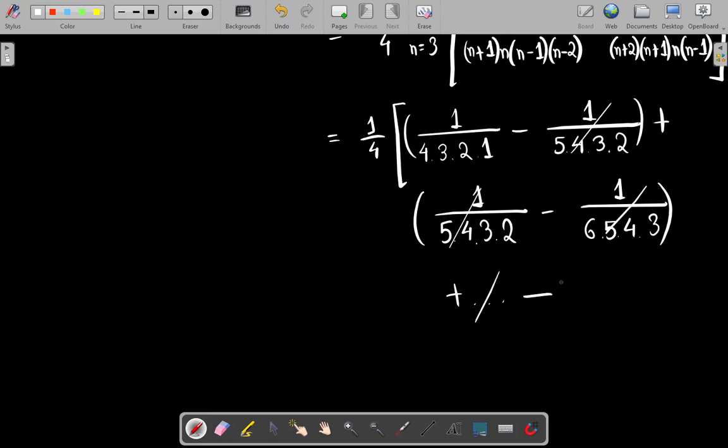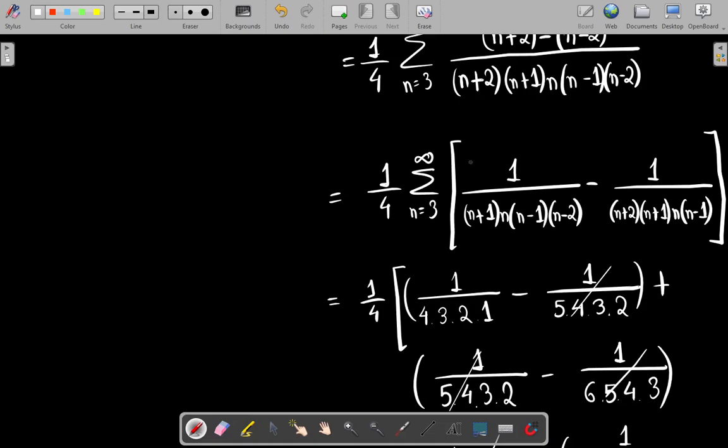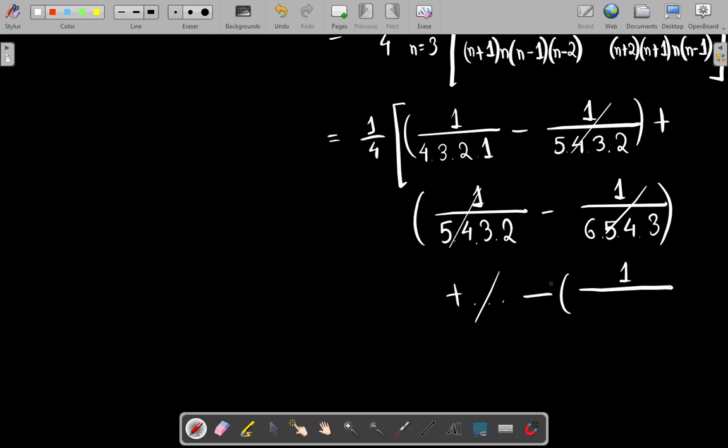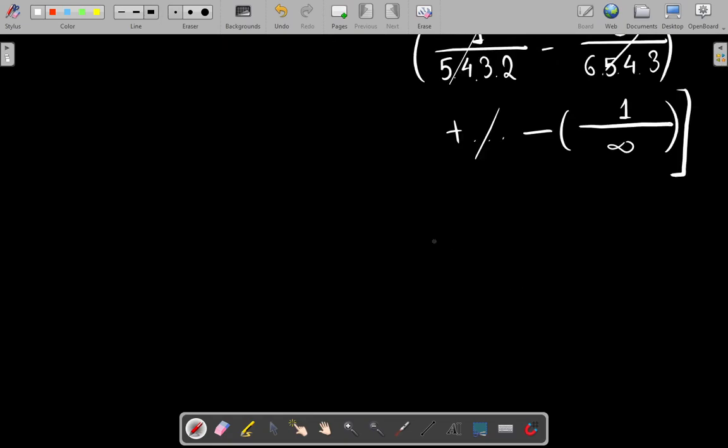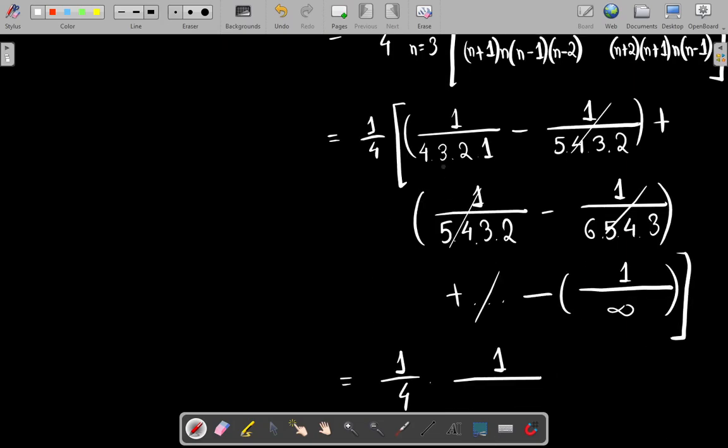And lastly, the term that will be left out will be the final term where we put n equal to infinity. So for n equal to infinity, the limiting value will be 1 upon infinity, right? This is the limiting value of the very last term. So 1 upon infinity will become 0. So the term left out is this first term only, because the limiting value of 1 upon infinity is 0 as the limit goes to infinity. Okay, so we are left with 1 upon 4 times 1 upon 4 times 3 times 2 times 1.